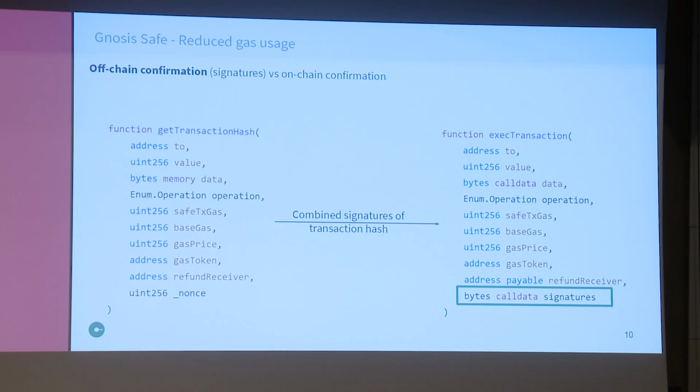With the Gnosis Safe, it's possible that you use this hash to generate an off-chain signature, so there's no requirement to actually perform any transaction on chain, and then only once you have all the signatures gathered, you send them together to the contract, so only one transaction is required.